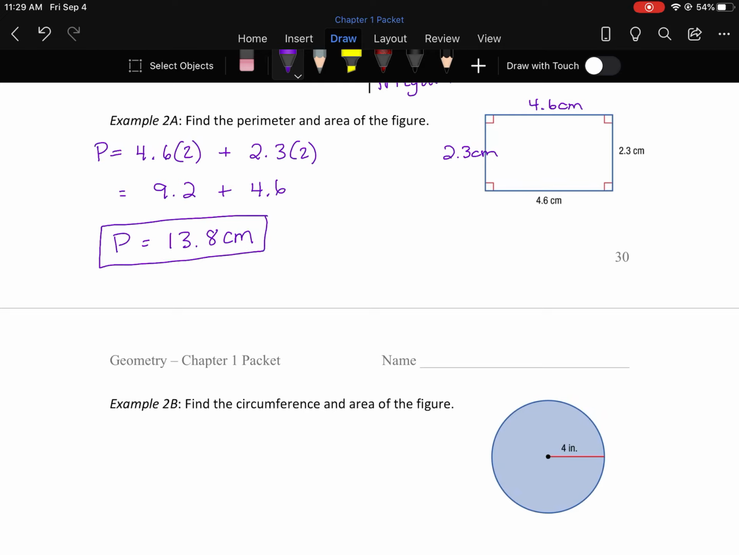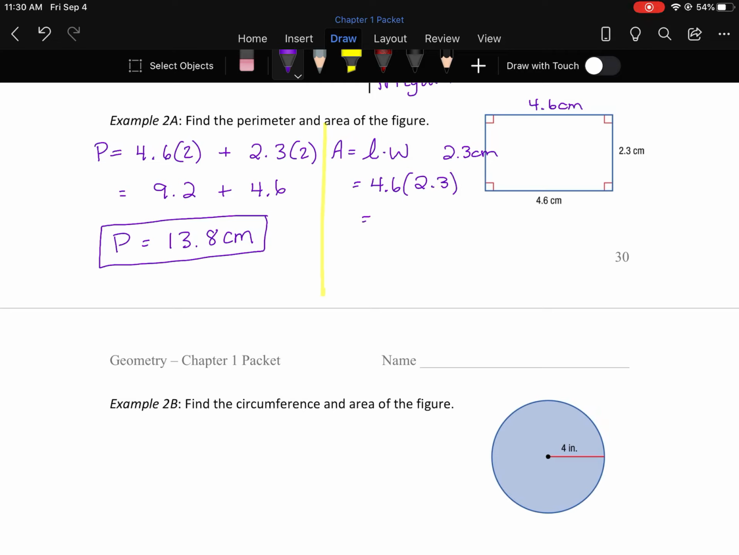Okay, and now we get to find the area. So for area, we use the letter A. All right, so for area, and again, you can look this formula up on your formula sheet if you need to, but a rectangle, square, they have the same area, which is length times width. So the length is 4.6 times the width is 2.3.